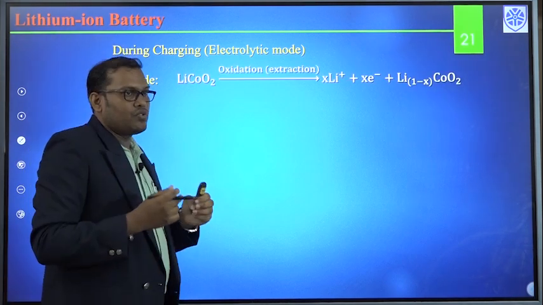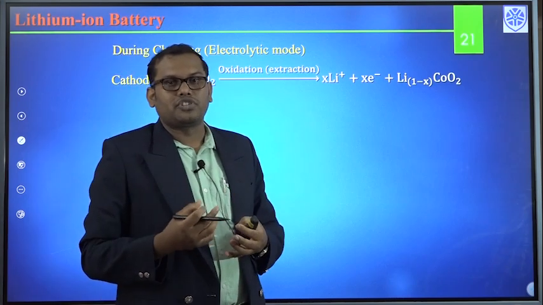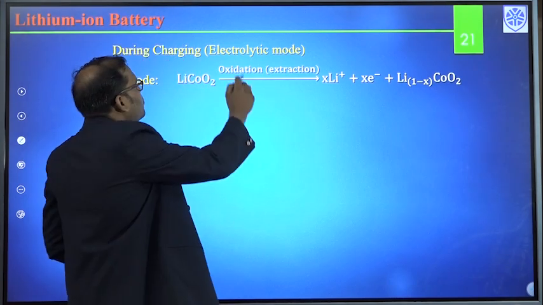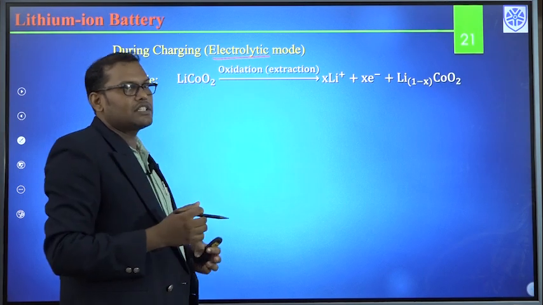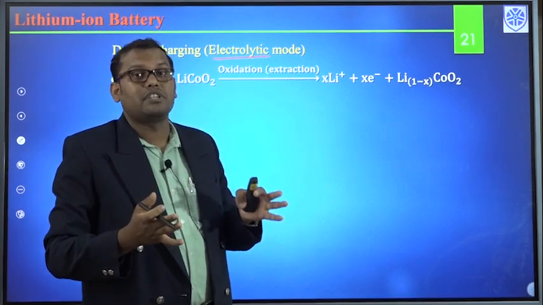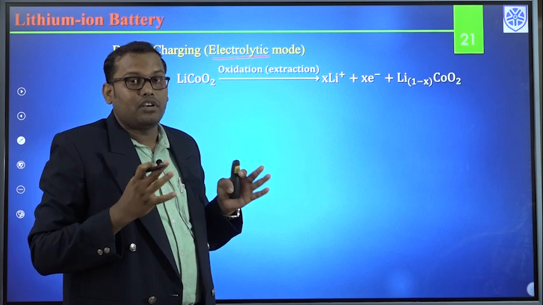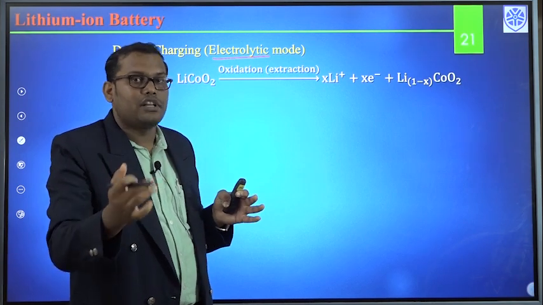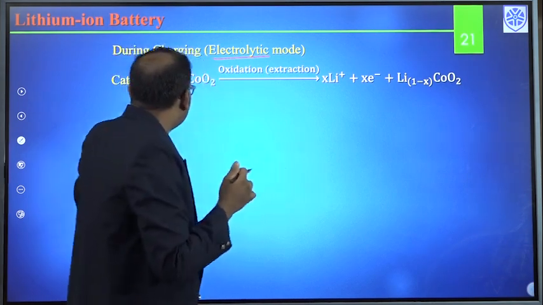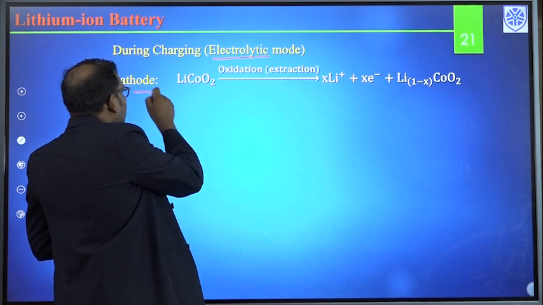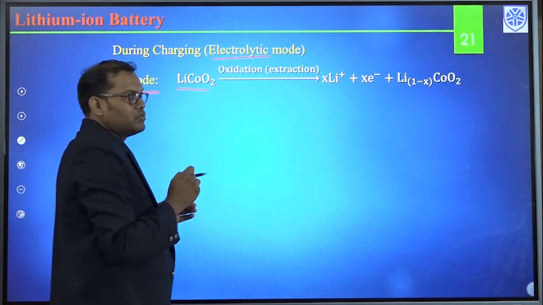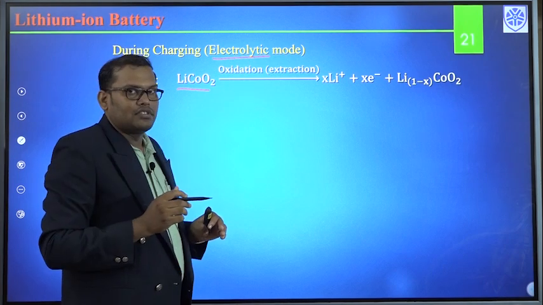During charging, for example when you are charging your mobile phone, that mode is called the electrolytic mode. At that time the cell behaves like an electrolytic cell, because you are applying current to carry out the chemical reactions. In that mode, at the cathode, which is LiCoO2, oxidation will happen.